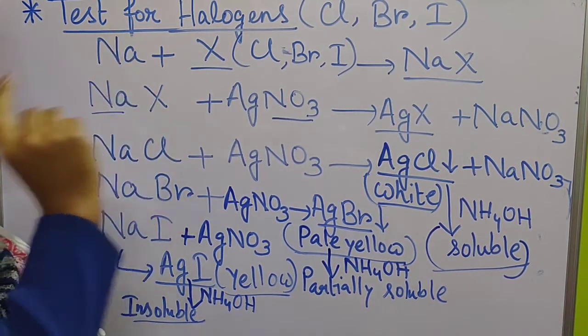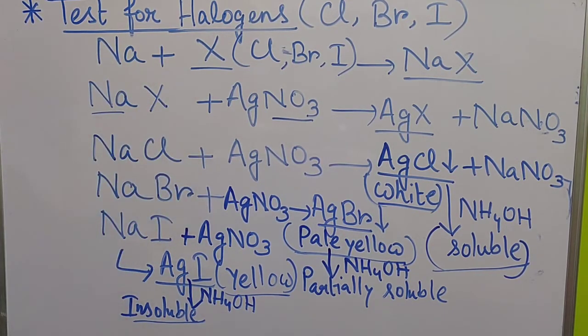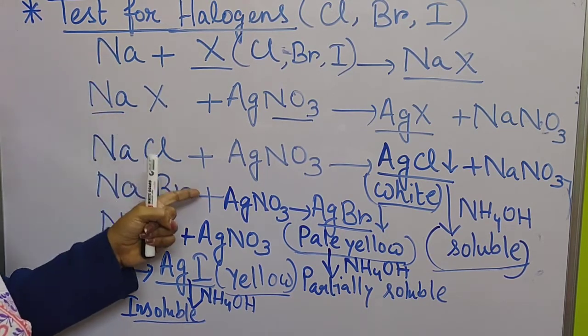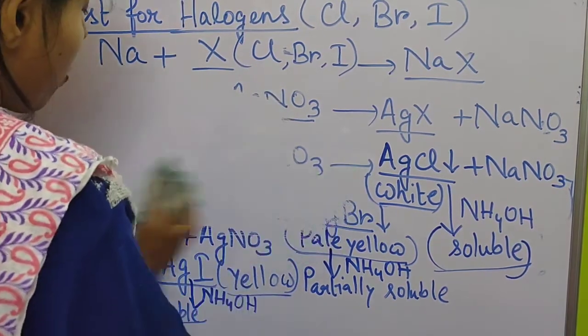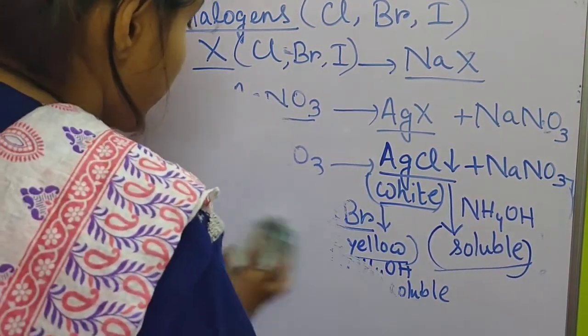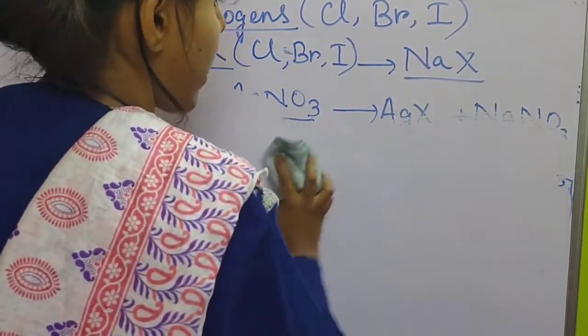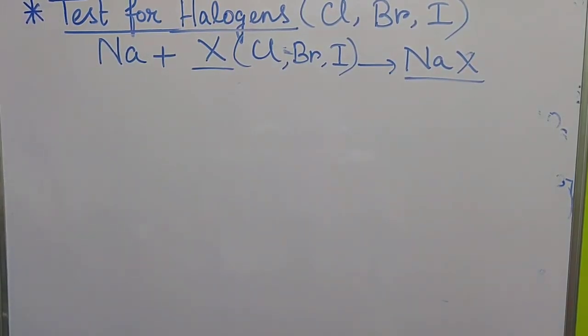extract. But one important thing: before adding silver nitrate, you have to heat the sodium extract with concentrated nitric acid. You have to heat the sodium extract with concentrated nitric acid before adding the silver nitrate solution. That is a very important point. Why do we have to add concentrated nitric acid?